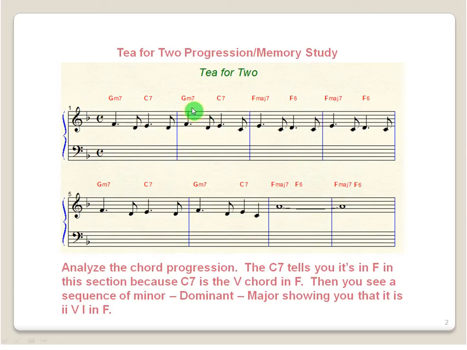G minor is 2 in F, C7 is 5 in F, and F major is 1 in F. So we've got right there 2, 5, 2, 5, 1. And very often the 2-5 will repeat several times before it actually resolves to the 1. So here is what the progression is: 2, 5, 2, 5, 1. And there you're playing just an F major 7 and an F6 to give it some harmonic rhythm.